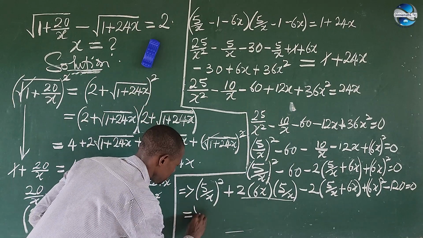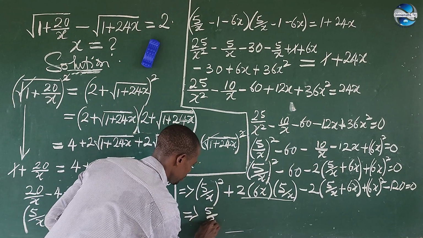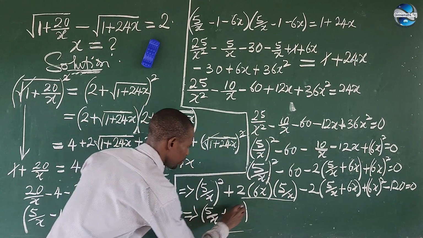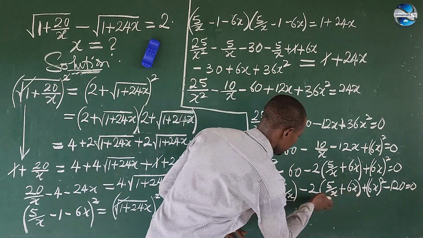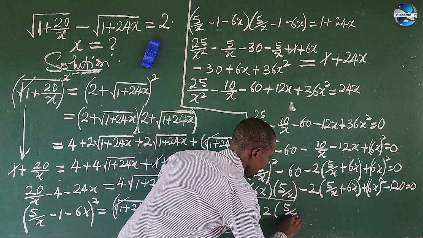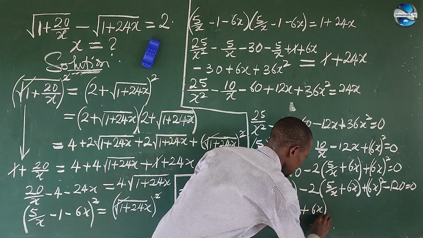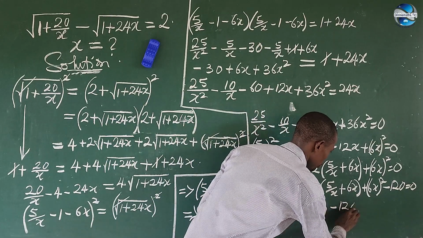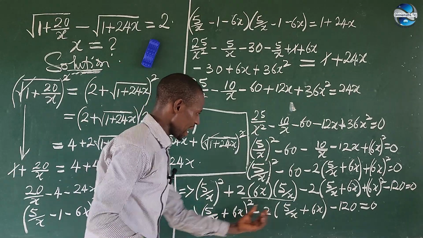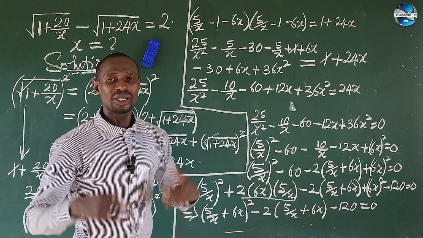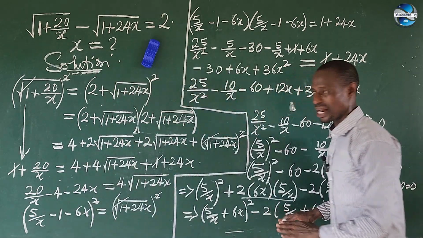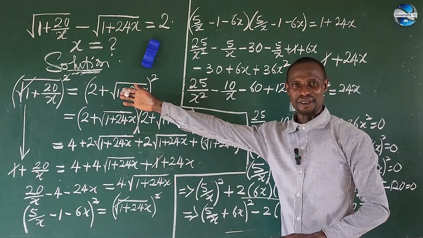So thus, this now implies that (5/(x) + 6x)^2 minus 2 into (5/x + 6x), bracket minus 120 equal to 0. So what we have in here and what we have in here are the same. So let's quickly bring in another alphabet to represent what we have inside the two brackets since they are the same. So let's continue on this side of the board.